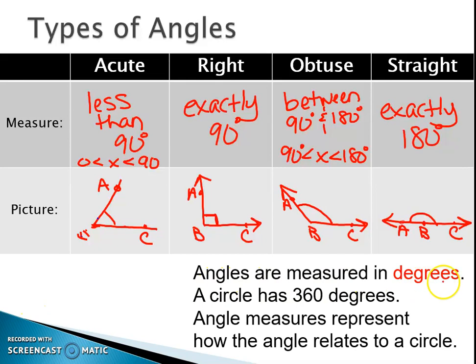Angles are measured in degrees. A circle has 360 degrees. Angle measures represent how the angle relates to a circle. A full circle is 360, and half of that is 180. If you go around here, about 180 is a straight angle, and all the way around is 360. So we will use the 360 circle also.